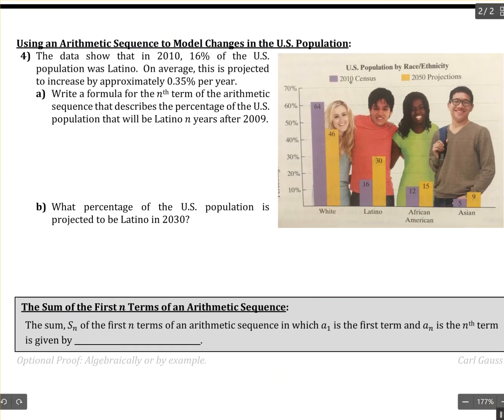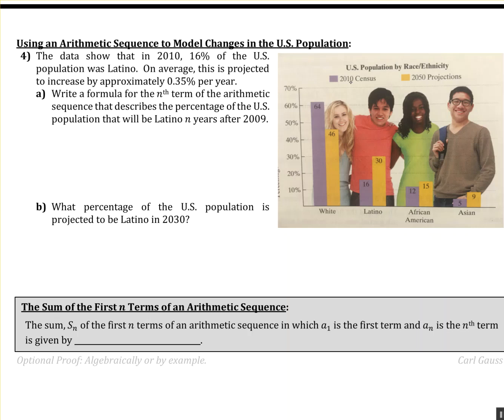All right, so using an arithmetic sequence to model changes in the U.S. population. A lot of times we'll just model things year by year. We don't really care what the population was in October versus March when we're talking about a census. I mean, we do a census every 10 years. So the data show that in 2010, 16% of the U.S. population was Latino. On average, this is projected to increase by approximately 0.35% per year. Write a formula for the nth term of the arithmetic sequence that describes the percentage of the U.S. population that will be Latino n years after 2009.